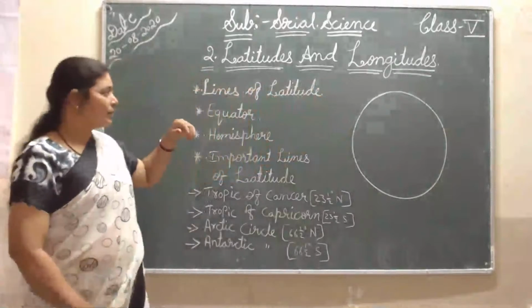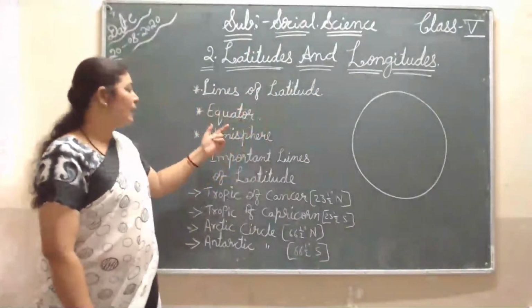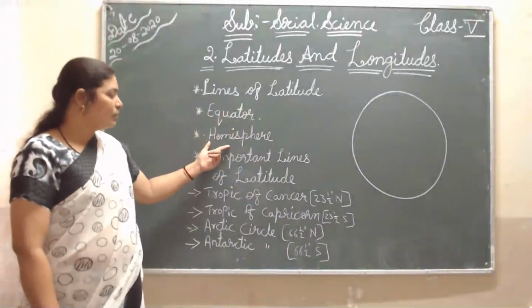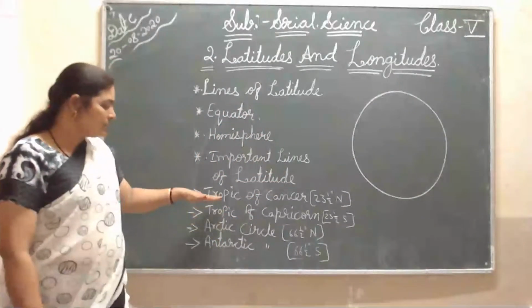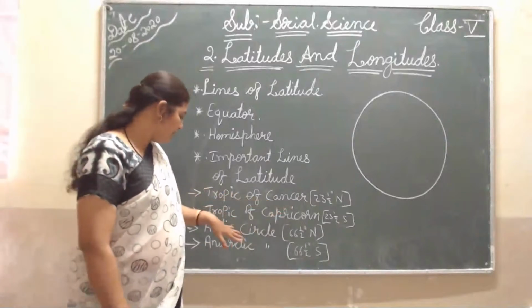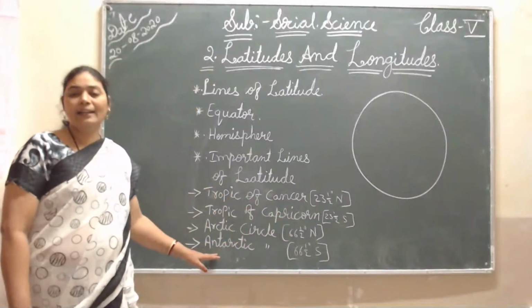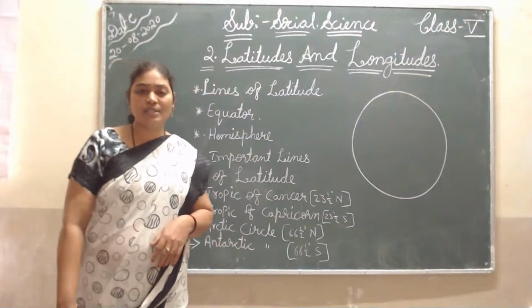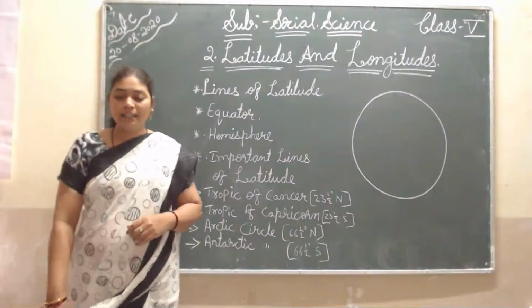In this lesson we are going to study these points: lines of latitude, the equator, the hemisphere, and important lines of latitude, that is the Tropic of Cancer, the Tropic of Capricorn, the Arctic Circle, and the Antarctic Circle. We are going to study these one by one. First, latitude and longitude.